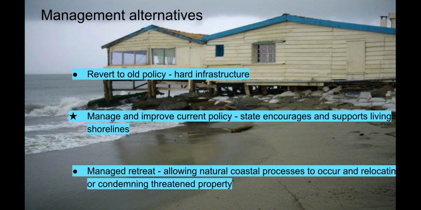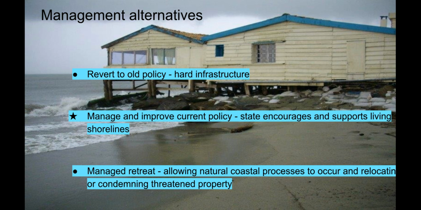Alternatives. So as this is a protection sort of policy, basically I see that there's three options. One is, if we figure out living shorelines are not working, they're not effective, we aren't doing what they're saying, we're not protecting property, you'll have to revert to the old policy, hard infrastructure. That would be the first alternative.